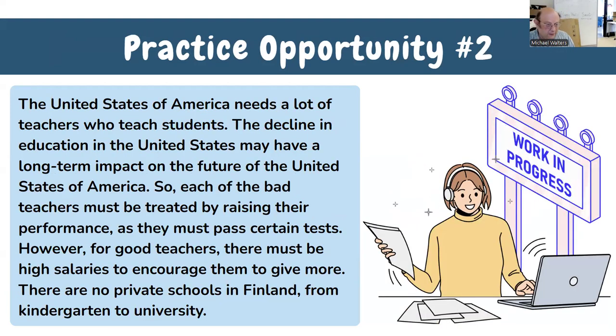Okay, here's another one. I'll read this one out loud. "The United States of America needs a lot of teachers who teach students. The decline in education in the United States may have a long-term impact on the future of the United States of America. So, each of the bad teachers must be treated by raising their performance as they must pass certain tests. However, for good teachers, there must be high salaries to encourage them to give more. There are no private schools in Finland, from kindergarten to university."